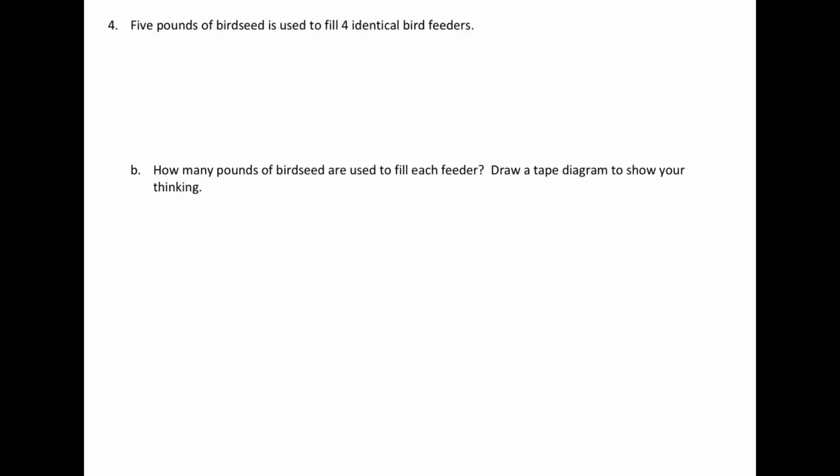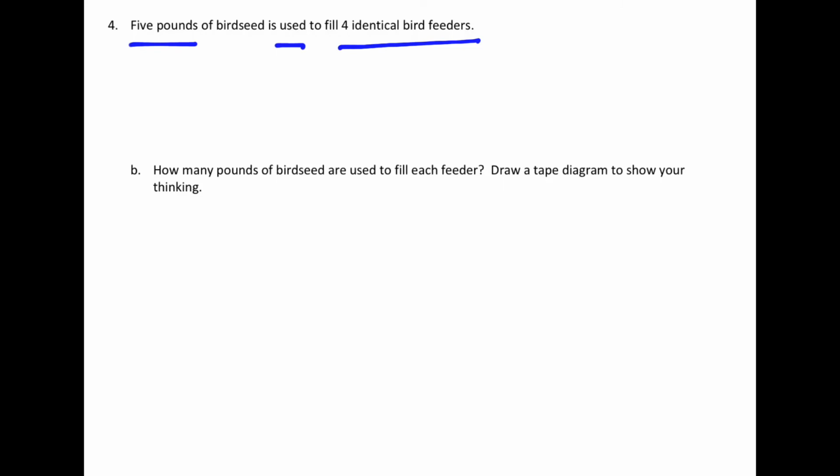Okay, ladies and gentlemen, we are moving on to number 4, and it says 5 pounds of birdseed is used to fill 4 identical bird feeders. Okay, let's go ahead and mark our keywords. We have 5 pounds, and we have used, and we have 4 identical feeders. Identical means they are all the same. They are all equal to one another.